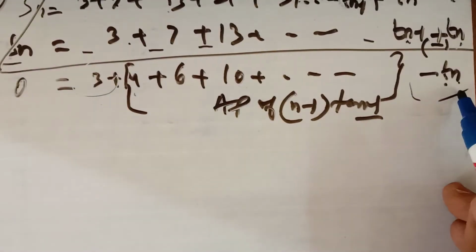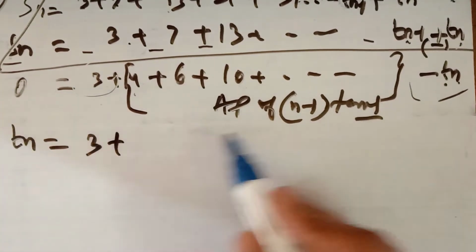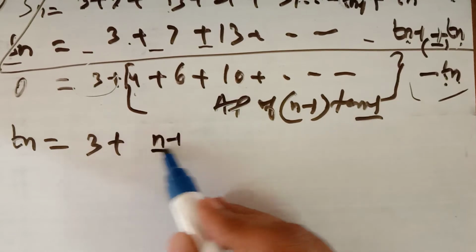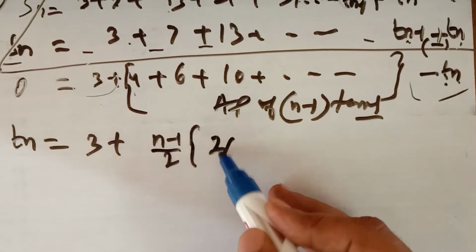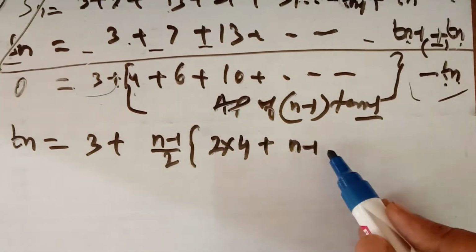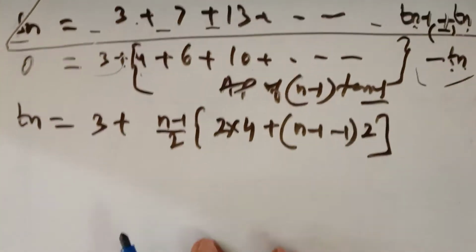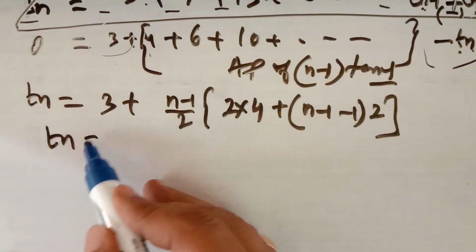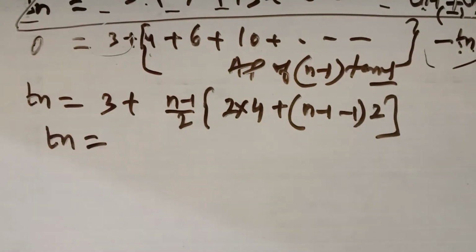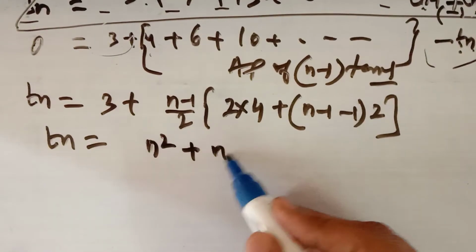So if you take this minus tn to the left hand side, it will be the nth term 3, and this is the sum of n minus 1 terms. So n by 2, 2a, the first term is 4, and the n is n minus 1 and minus 1, and the common difference is 2. So by doing this, you will get the nth term of this series. When you solve it, it is coming out to be n square plus n plus 1.